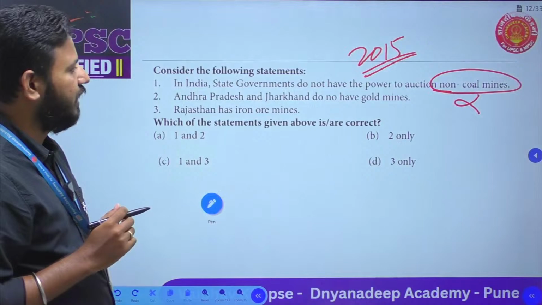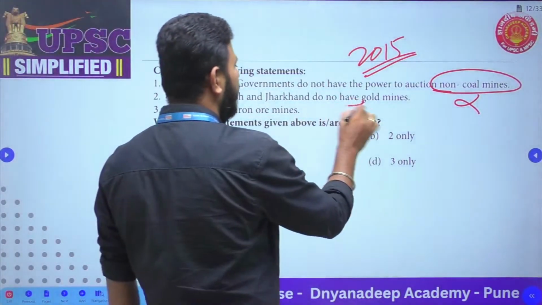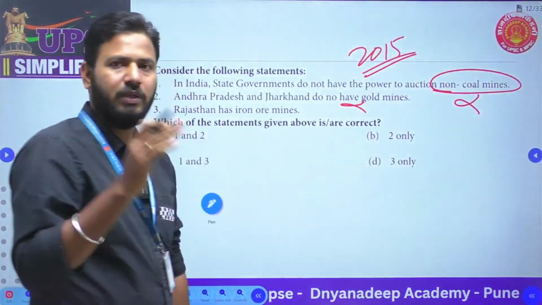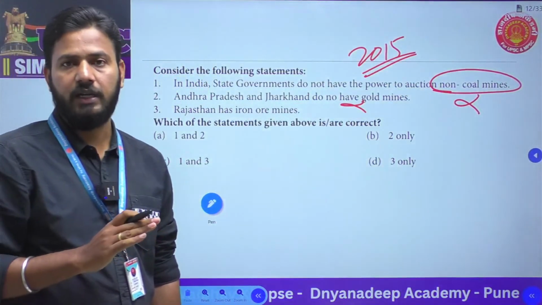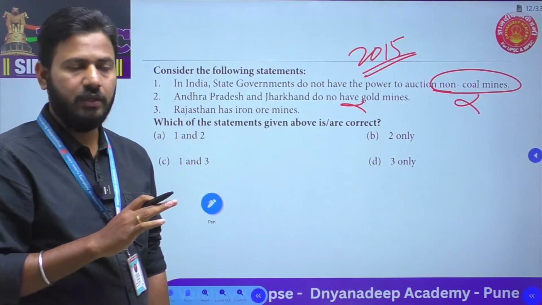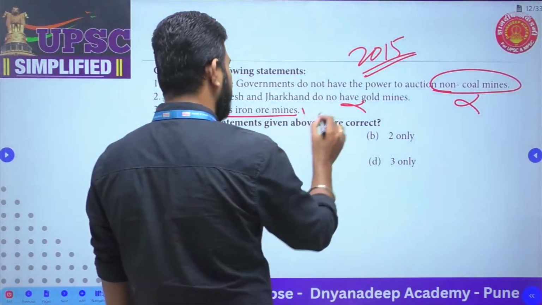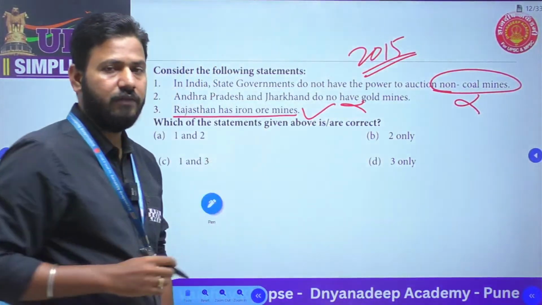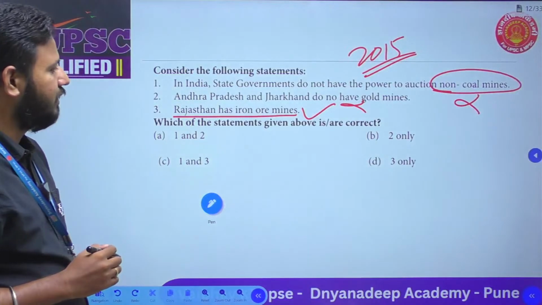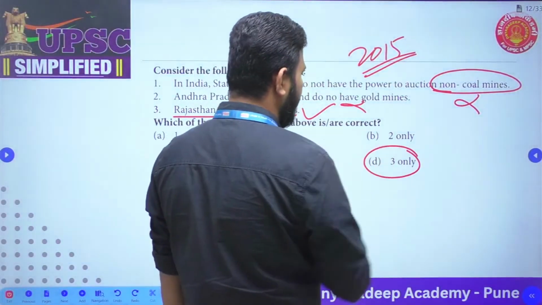And Andhra Pradesh and Jharkhand do not have gold mines. This statement is incorrect because Andhra Pradesh, Jharkhand, Madhya Pradesh, Chhattisgarh, Karnataka, right? All these states have gold mines in them. The second statement is incorrect. Rajasthan has iron ore mines. This statement is true. In Bhilwara, they have iron ore. So your answer here, which of the statements is correct? The answer has to be only 3.